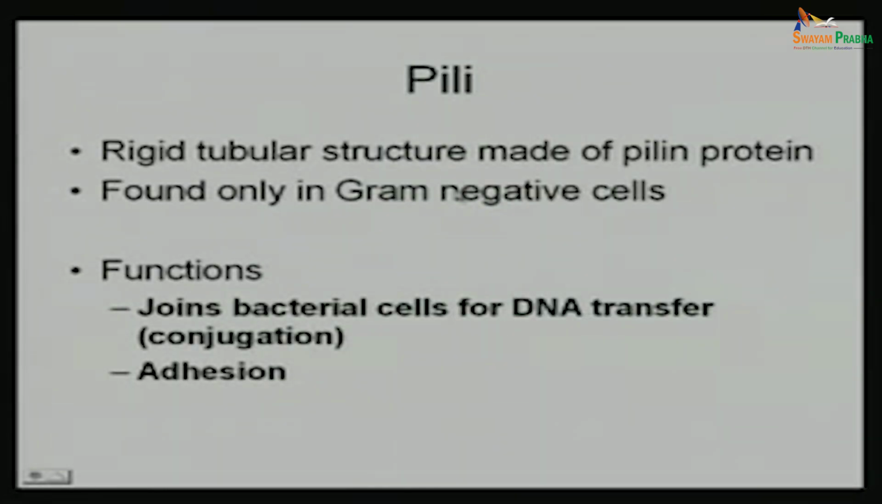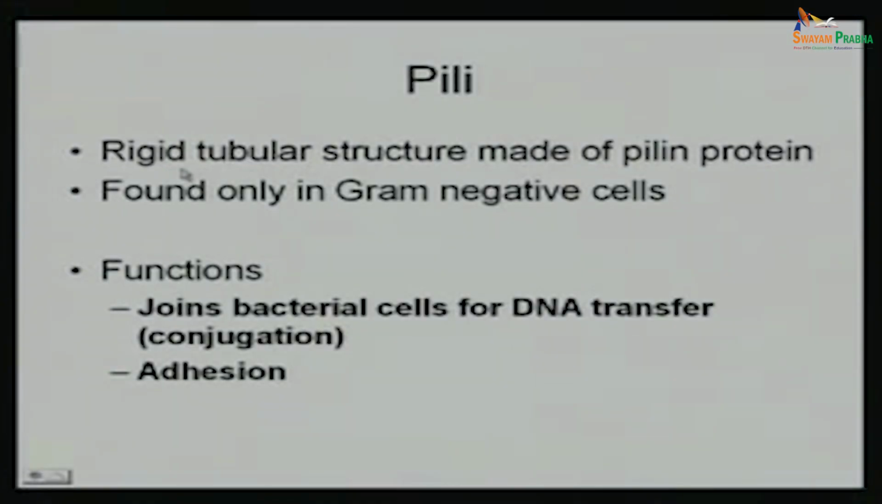I have already mentioned that there is another external growth present on the bacterial cell wall, the pili. It is a rigid tubular structure made up of a particular protein called the pilin protein. It is found in the gram-negative bacterial cell.